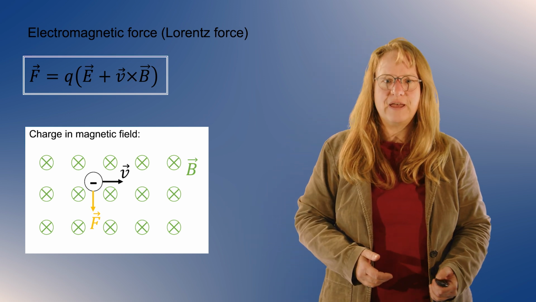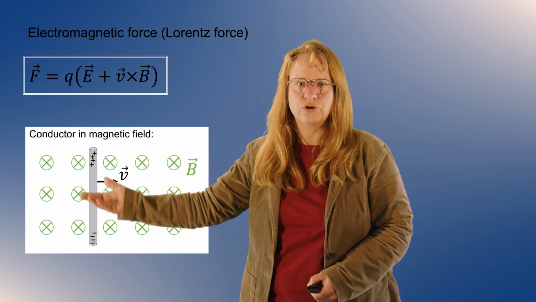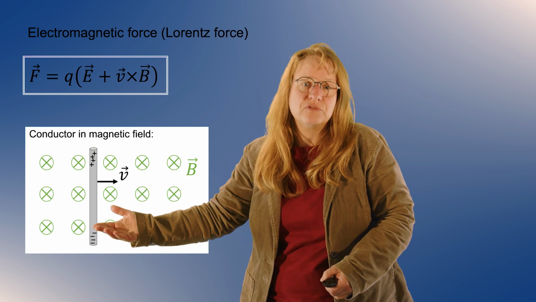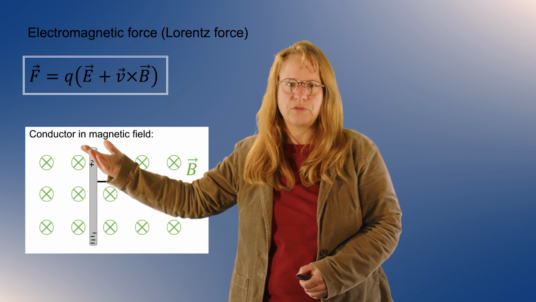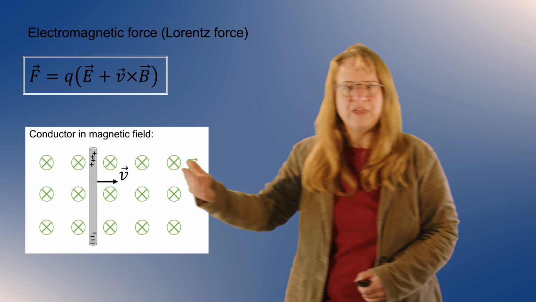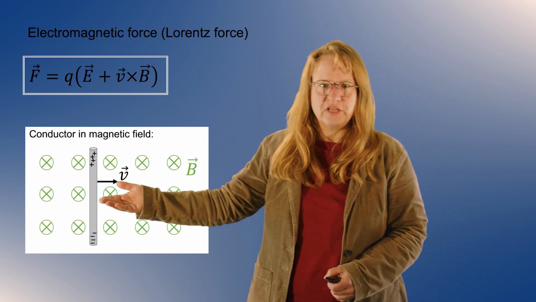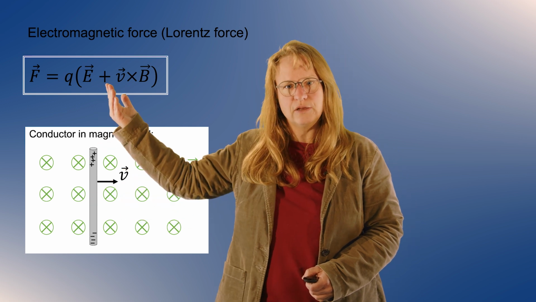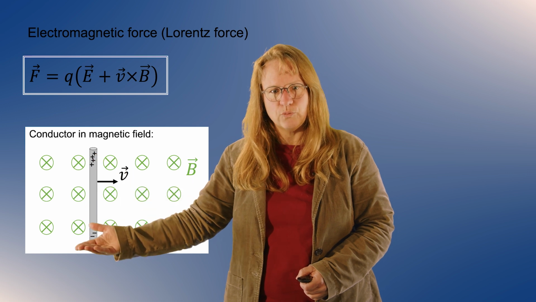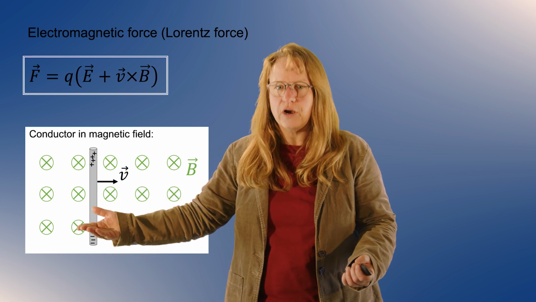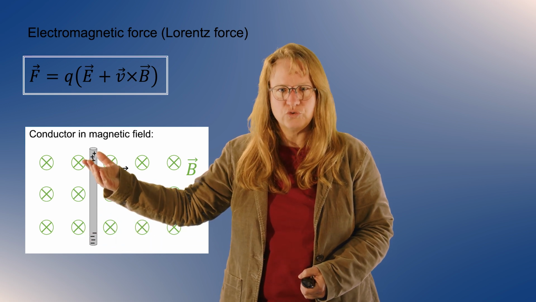Let's go one step further and consider that we have a conductor, and this is our conductor here. It could be a piece of wire, for example, and this conductor is moving in a magnetic field. So the whole conductor is moving in the magnetic field in this direction. Again then, the charges in the conductor will experience the Lorentz force. And that means that the negative charges will experience a force downwards. If there are available positive charges that can move, then also positive charges would move upwards.